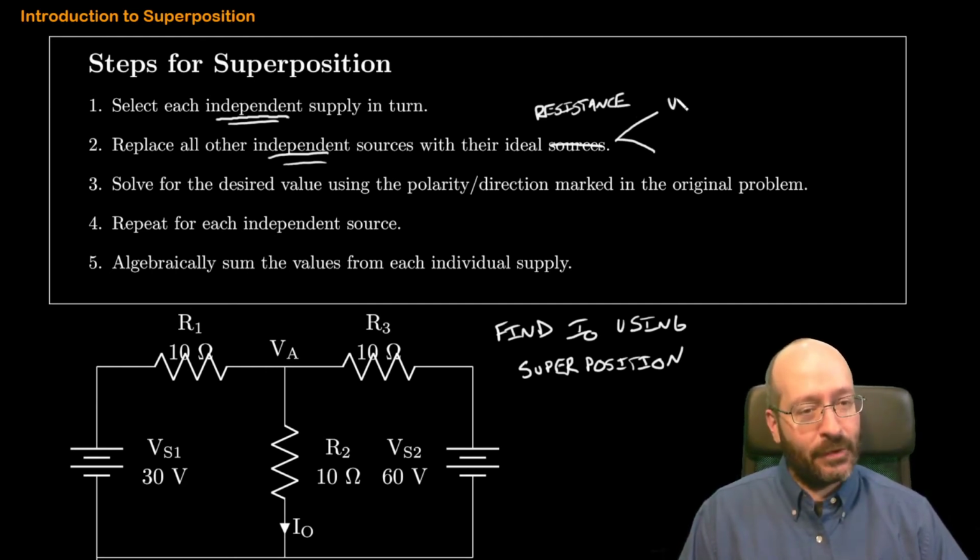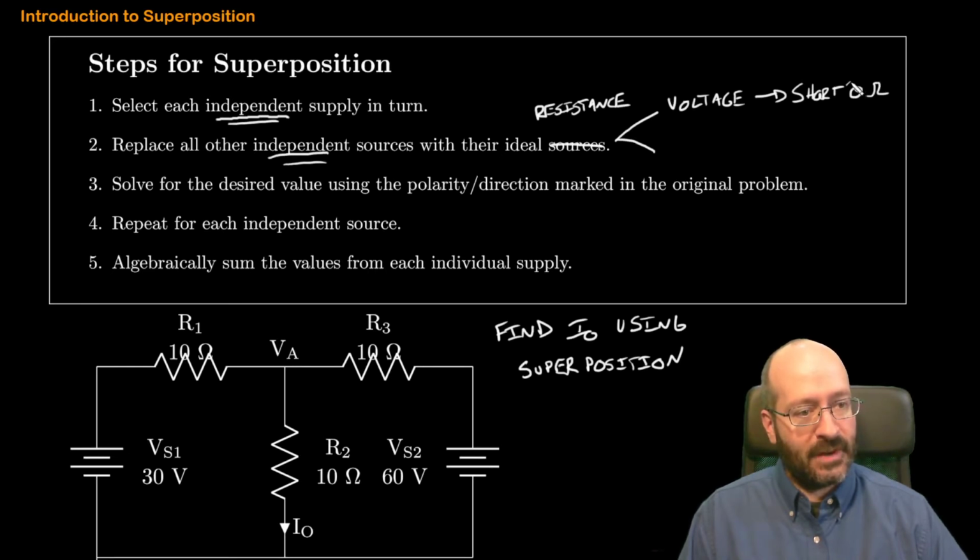Okay, so for a voltage supply, we get a short circuit, just a wire. Think of it as a 0 ohm resistor if you need to. For a current source, we're going to open the circuit. Okay, we're just going to remove the current source.